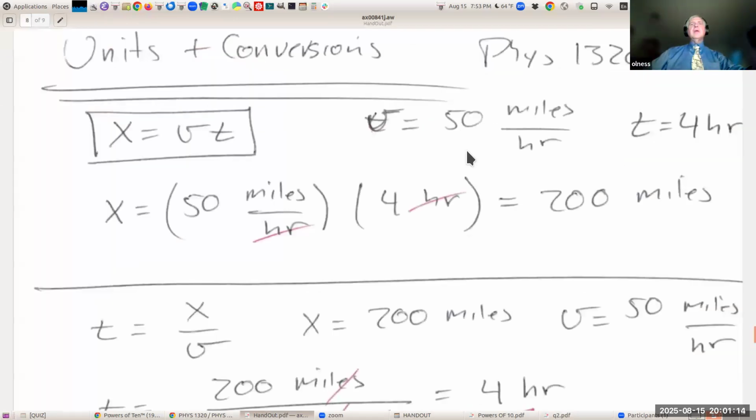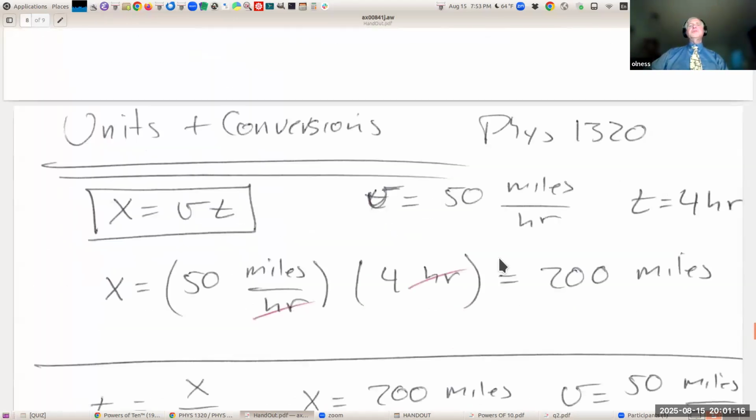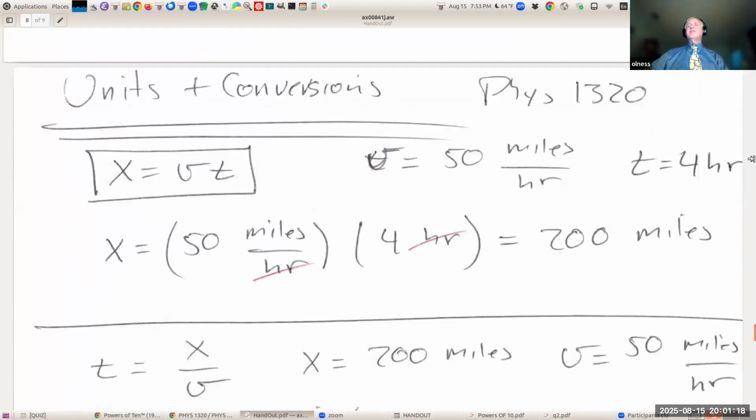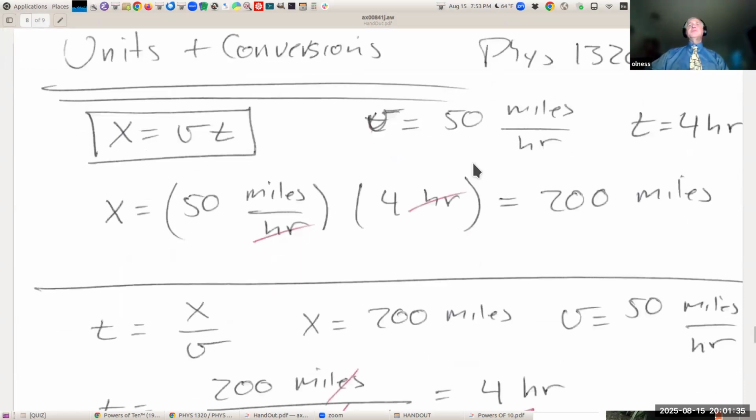I'm going to switch over to this handout and the set of notes I gave on the units. This is what you will need for quiz number 3 on Tuesday. So take a look at this. We'll give you the formulas, but you need to know how to use them. These are some of the basic math skills that we need.